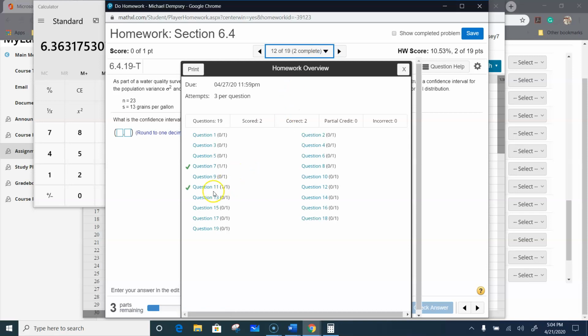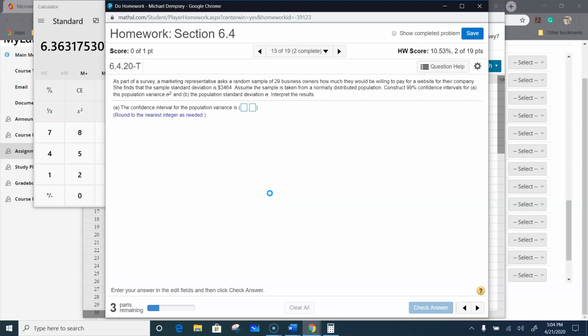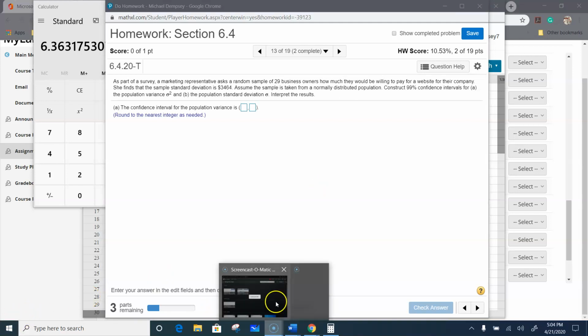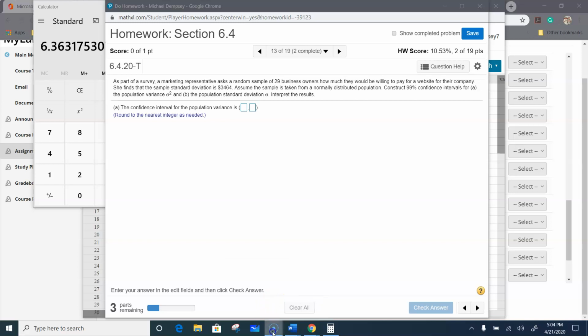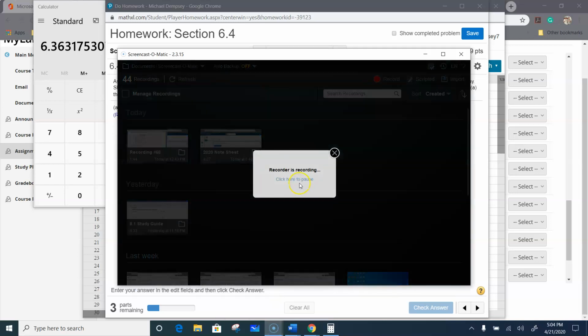Let me just take a peek at 13. See if this one's worth running through. You did say you had figured this out, so same deal again. I think you're going to be okay with this. Construct 99% confidence intervals for variance and standard deviation. Same deal. Just make sure you change the confidence to 99%. So let me know if that was helpful to you. Hopefully it was. If not, I'll come back with a video for 13 if you need it.